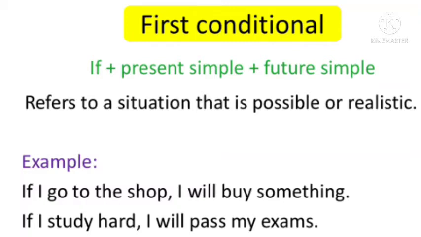Okay, so this is type 1. If clause should be in present simple and main clause should be in future simple. It refers to a situation that is possible or realistic. For example, if I go to the shop, I will buy something. In this sentence, if clause comes with simple present tense and main clause comes with future tense, will plus base form. So type 1 means if clause should be in present tense and main clause should be in future tense.